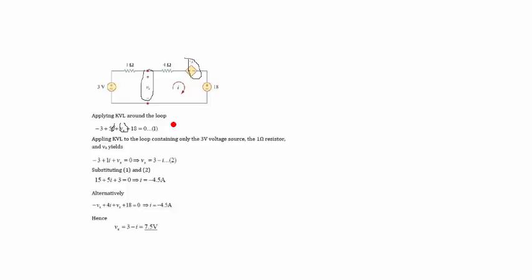I will be looking at another application of it, which is Thevenin's theorem. Thevenin's theorem states that a linear two-terminal circuit can be replaced by an equivalent circuit consisting of a voltage source in series with a resistor RTH. The voltage source is known as VTH, which is the Thevenin voltage, and RTH is known as the Thevenin resistance.